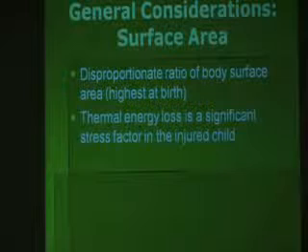And then we talked a little bit about the hypothermia. They just have a higher incidence of heat loss due to their high body surface area.